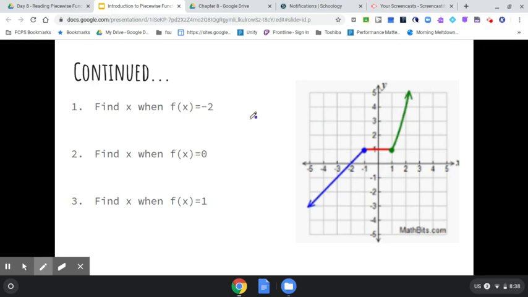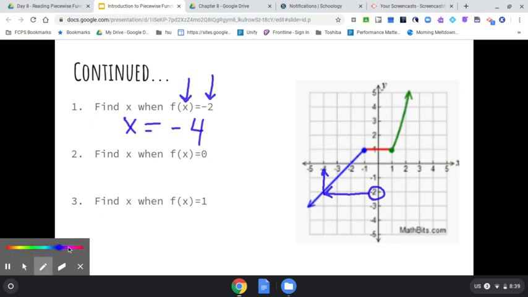Okay, these next three examples, we do not know the input. We do not know the x. We're supposed to find x, but we know the output is -2, or the y value is -2. So I'm going to locate where the y value of -2 is on my graph and figure out what x value is associated with it. For this one, x equals -4. So when y equals -2, the x equals -4.